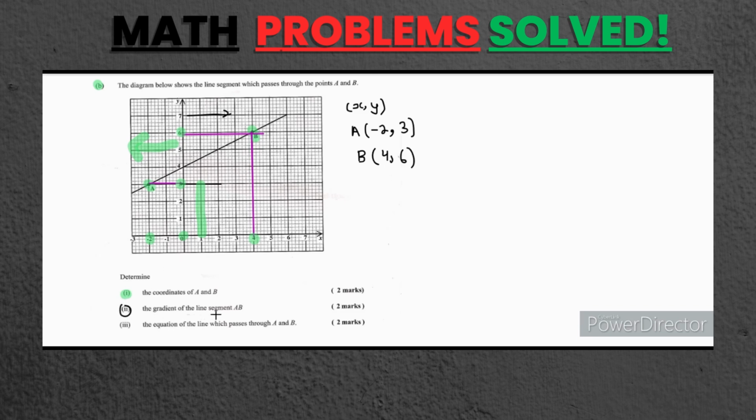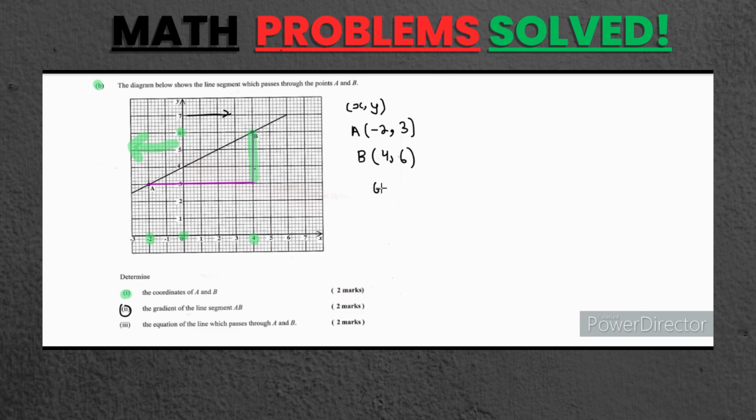The gradient of the line segment AB. So here you can see how you will find the gradient. It is also called the slope, right? Slope is actually rise over run, in simple terms. So if I make a triangle like this, right? What's the rise and what's the run here? So here 1, 2, 3. There are 3 points there. Here you can see there are 3 points. So the rise will be 3, right?